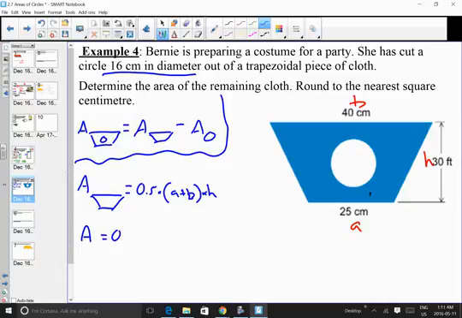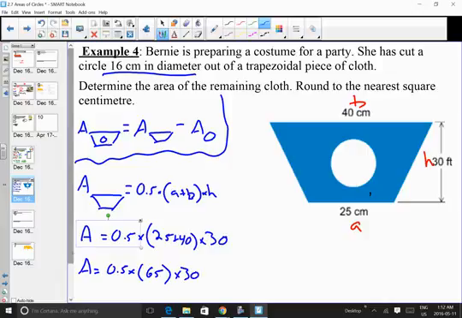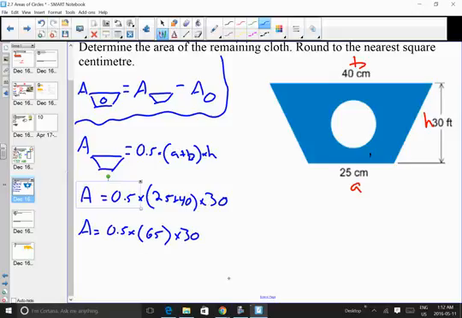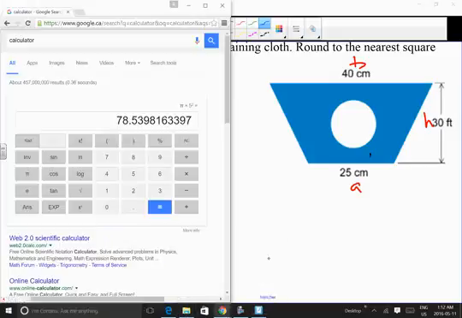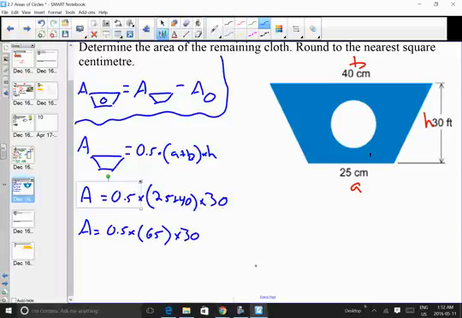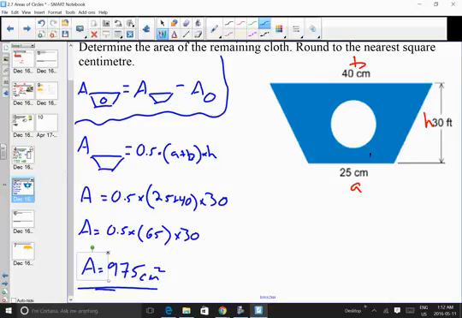So my area is 0.5 times 25 plus 40. Remember your brackets, they're super important. Times our height, which is 30. I'm going to do my brackets first. So 0.5 times 25 plus 40 is 65. Now times 30. Right, now I can jump that into my calculator. The more steps I do, the less chance of making a mistake. So that's 0.5 times 65 times 30. 975 square centimeters. Alright, that is for the trapezoid.